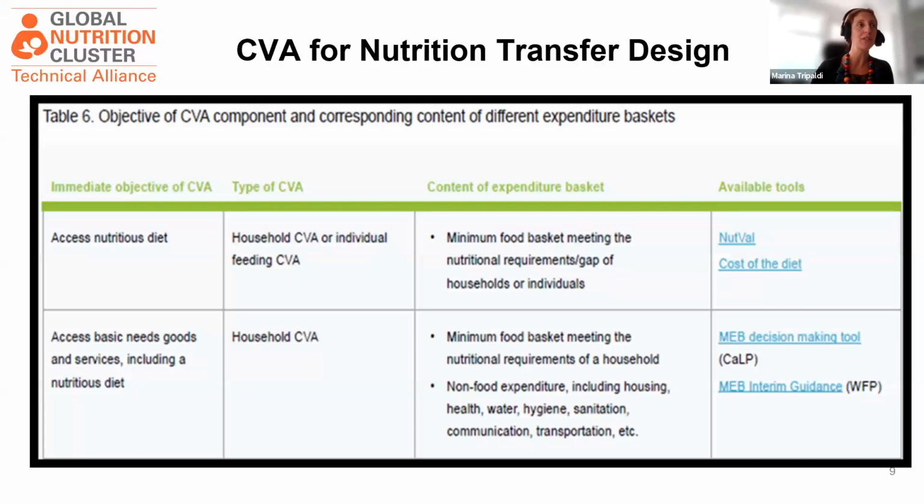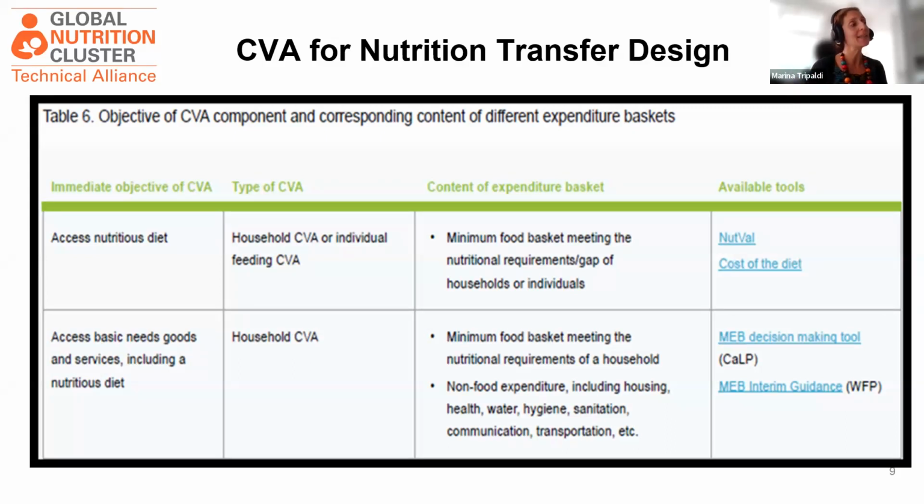The chapter is very rich. We won't cover everything today, but I wanted to highlight some key considerations that are proposed by the evidence and guidance note on how to design the transfer value. So the first one is really the way to design it. It really varies according to the objective of the CVA for nutrition component. The first one that is proposed in this table, extracted from the evidence and guidance note, is the objective of accessing when CVA is used to access a nutritious diet.